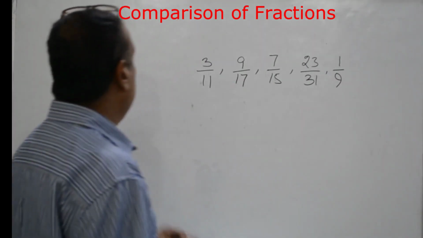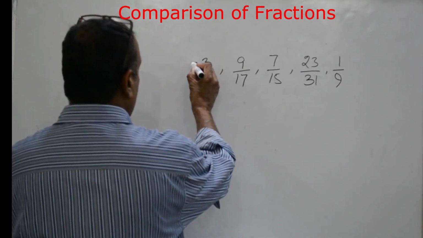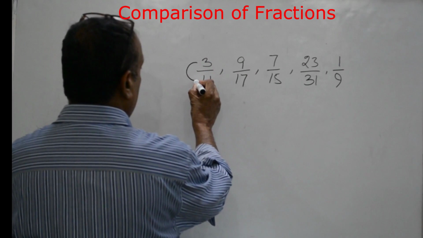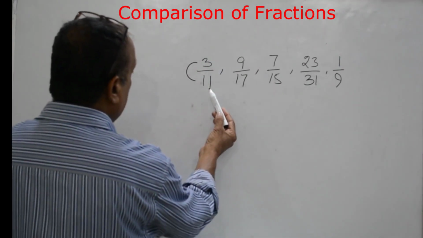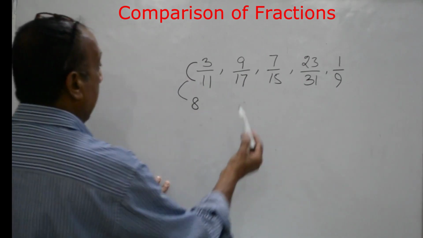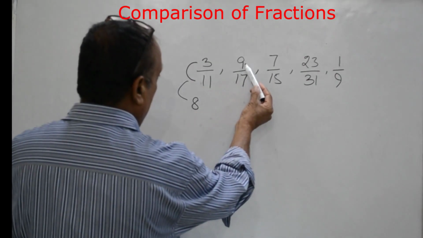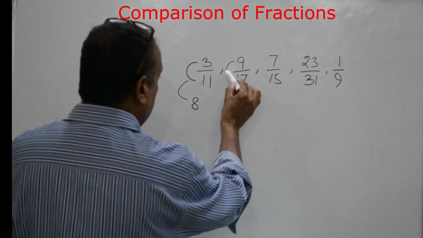Now just see the difference between the numerator and denominator. Here the numerator is 3 and the denominator is 11. The difference is 8. Here in this case the numerator is 19 and the denominator is 17. Again the difference is 8.